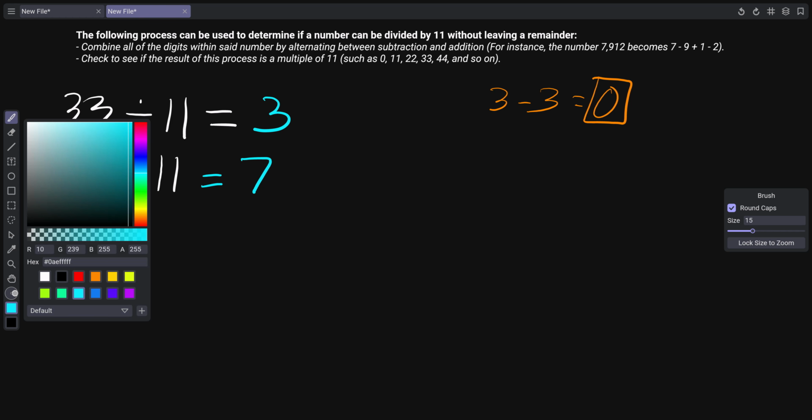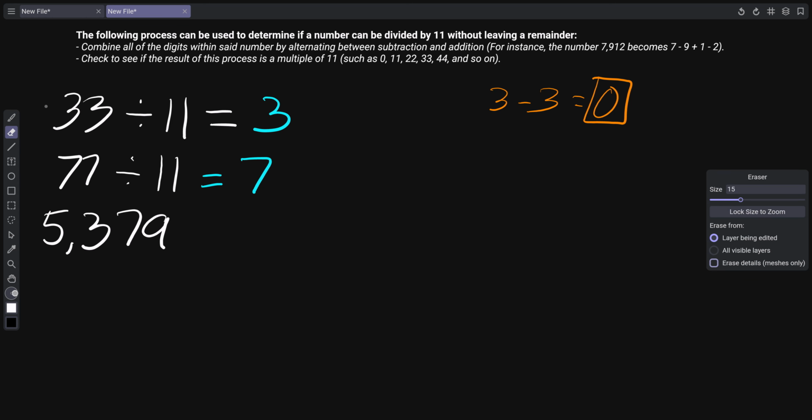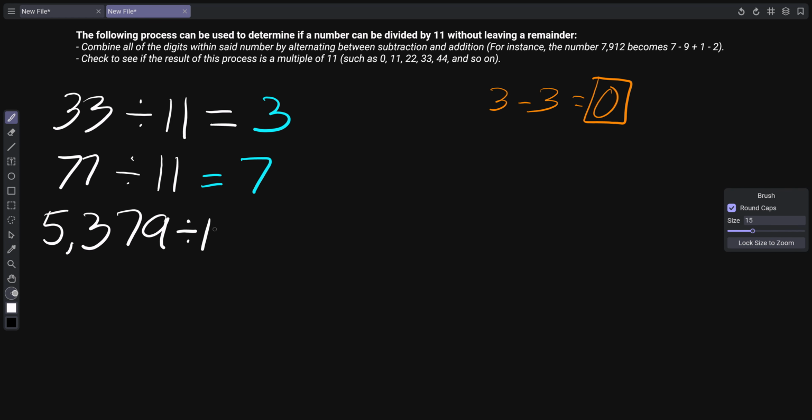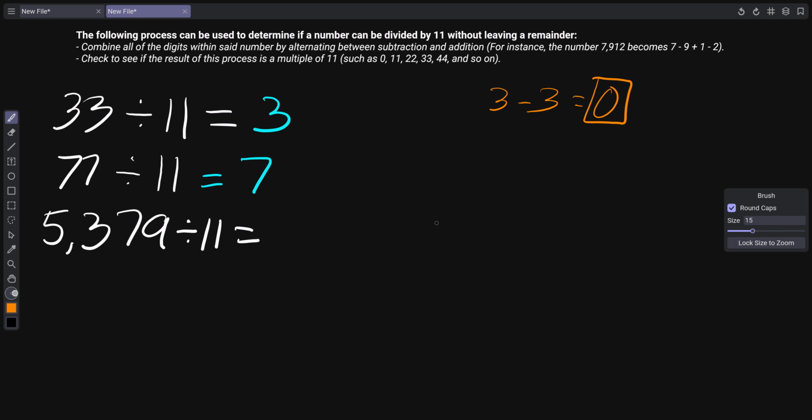However, what if we had something larger? What if we had a number like 5,379? Could we evenly divide 11 into this? Well, we'll go through the process we talked about before. So we'll take these digits and combine them in the method that I discussed. We start with 5, then we subtract 3, then we add 7, and then we subtract 9. And we would find out what we get after carrying out this process.